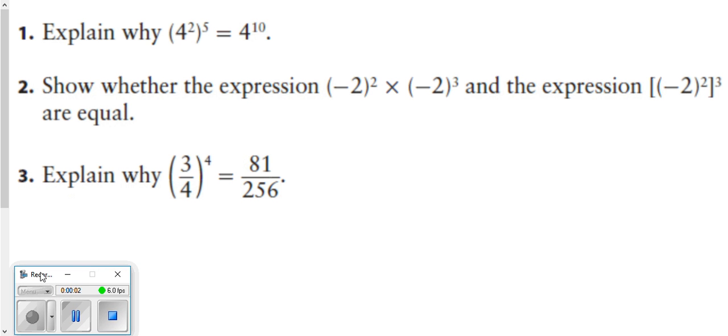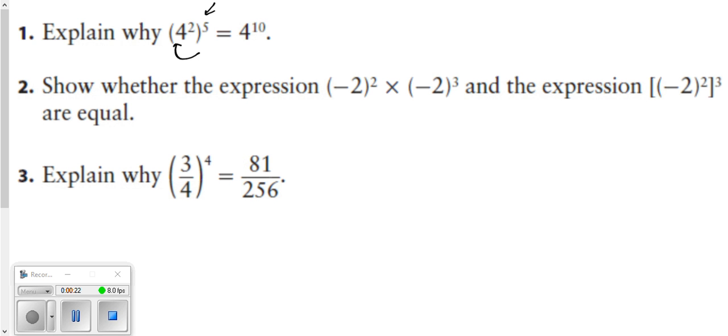Okay, this is section 3.2 in your Capital Zoning Code. Bonus rules. The first question says, explain why (4²)⁵ has a standard form value of 4¹⁰.